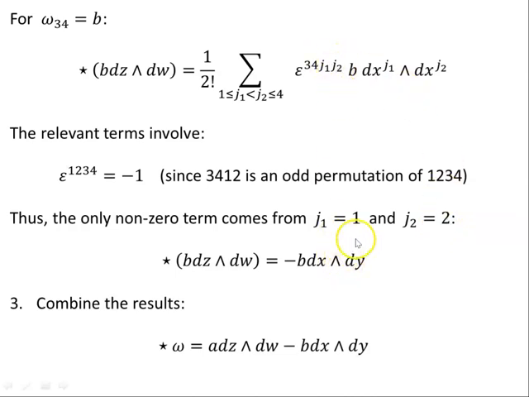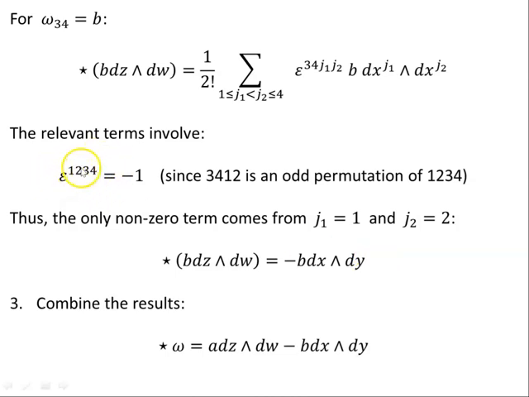That goes in there, and that's an odd permutation, so minus 1. So the Hodge star of B dz wedge dw is minus B dx wedge dy. Now, finally, the next step is to combine the results. So the Hodge star of omega is A dz wedge dw from the previous slide minus B dx wedge dy from this slide.